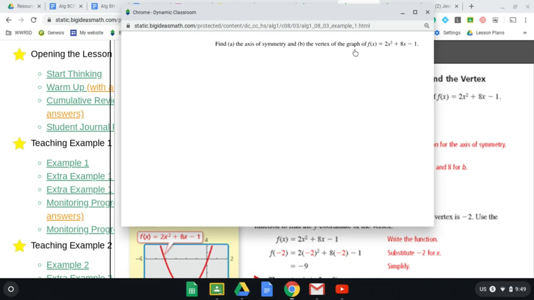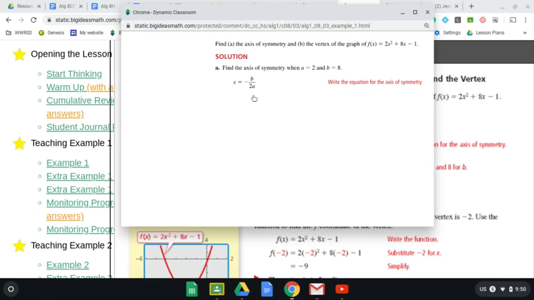of this quadratic function. So our first step to find the axis of symmetry is we need to think about the formula, x equals the opposite of b over 2a. I want to find the a and the b from our equation up here. The a is the number in front of the x squared, so that's 2, and the b is the number in front of the x, which is 8.